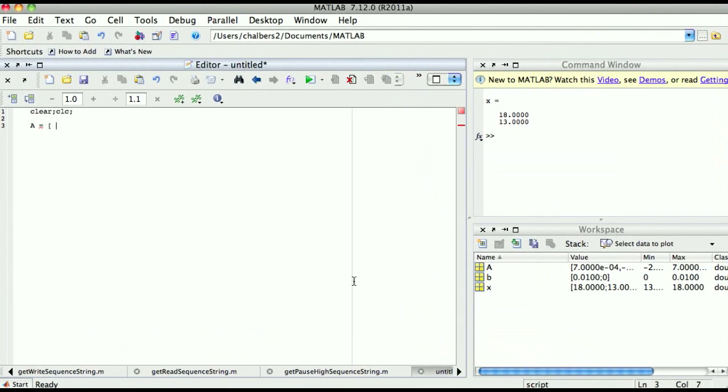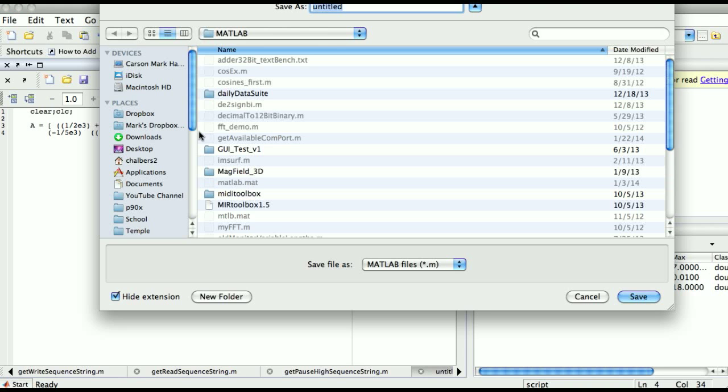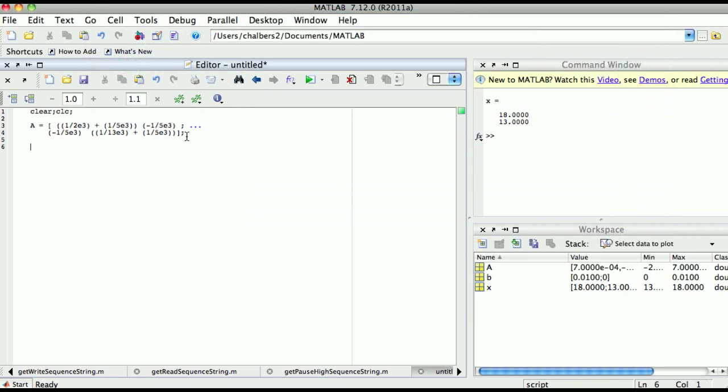Okay, so A is equal to 1 over 2K, which is 2e3, plus 1 over 5k, 5e3. Then we've got minus 1 over 5k. Then we go on to the next row, minus 1 over 5k, and 1 over 13k plus 1 over 5k. So I think that's everything we need for our A matrix. Let me put parentheses around those. I don't think I need the parentheses because of order of operations, but can't hurt. Anyway, that's my A matrix.